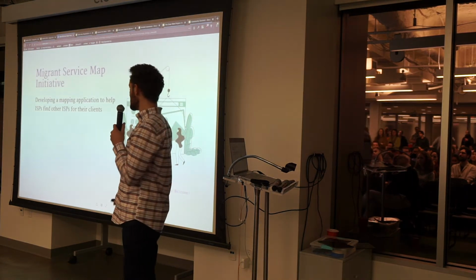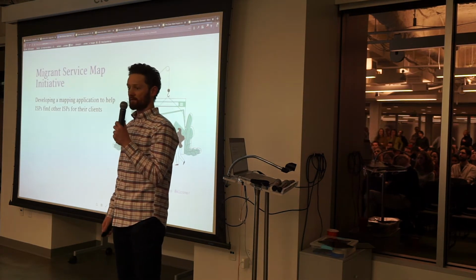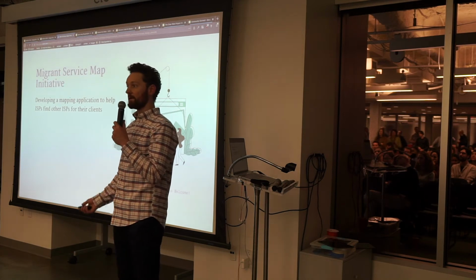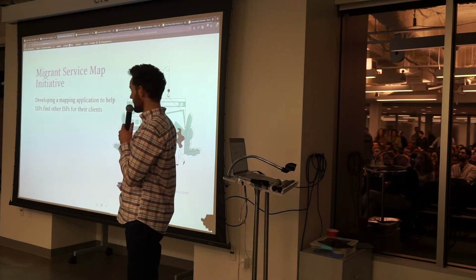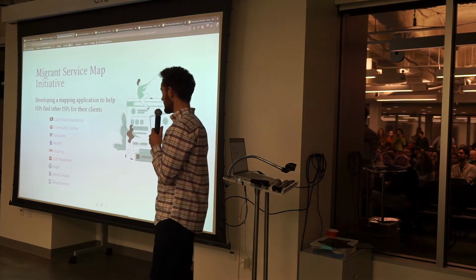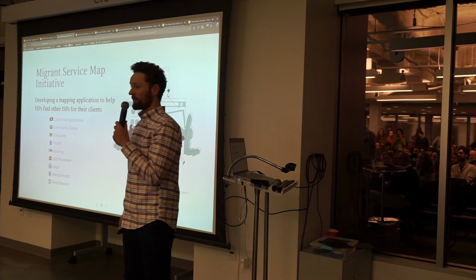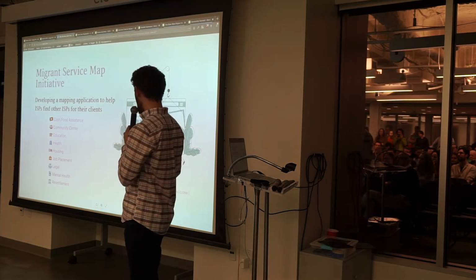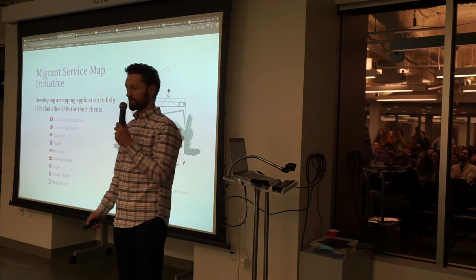What's our initiative then? Our initiative is to develop a mapping application that will help different service providers find other service providers. To get a sense of the different kinds available, I already talked about education. There are things like job placement and mental health services. This is what we developed our application for.